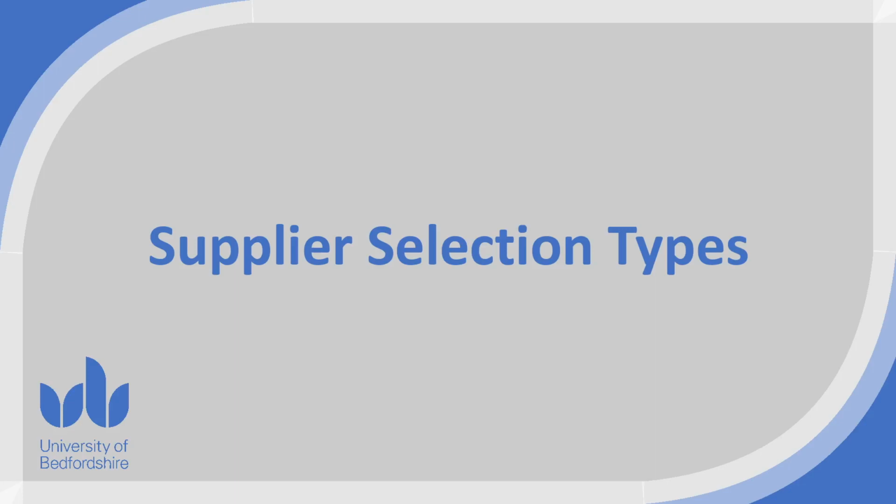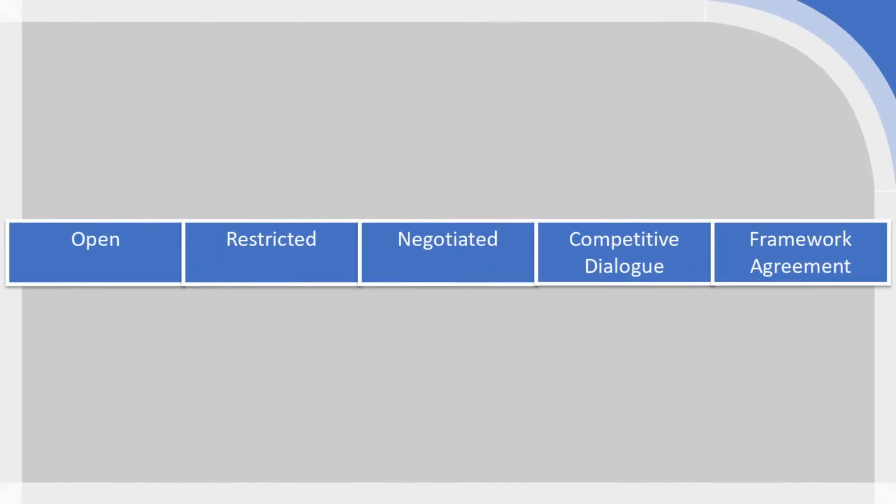Please do watch the video on supplier selection frameworks before. These types do fit into a broader framework. They're not standalone alternatives, but rather part of a broader framework. We have 5 general supplier selection types here: open, restricted, negotiated, competitive dialogue, and framework agreement.